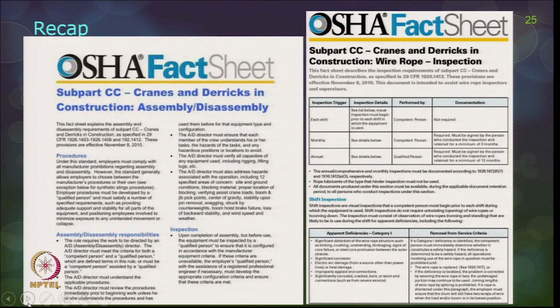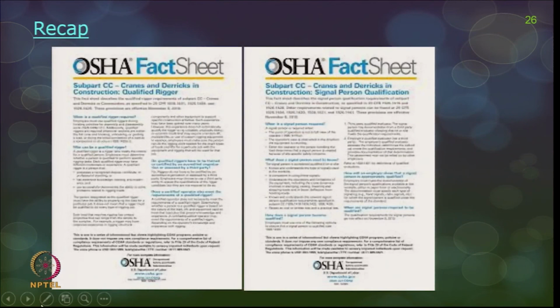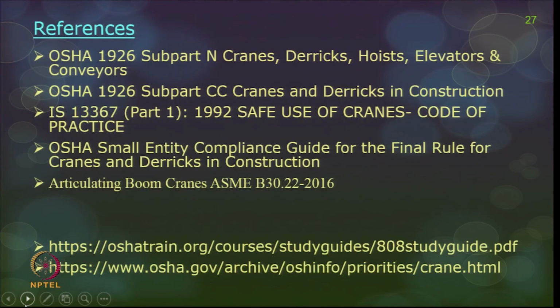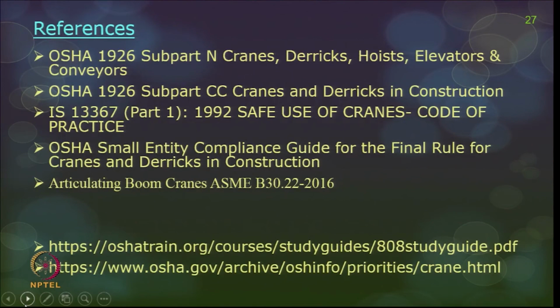Some more fact sheets: cranes and derricks in construction, assembly and disassembly; cranes and derricks in construction, wire rope inspections; cranes and derricks in construction, qualified rigger; cranes and derricks in construction, signal person qualification. Like this there are so many documents available as a quick recap to follow as a checklist when you are operating cranes, and this complete lecture was prepared based on all these documents.